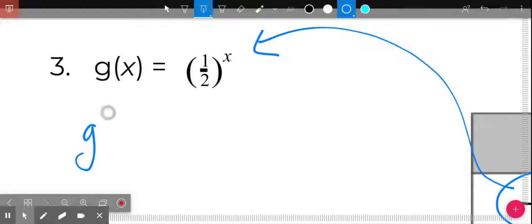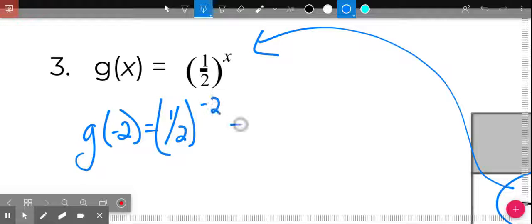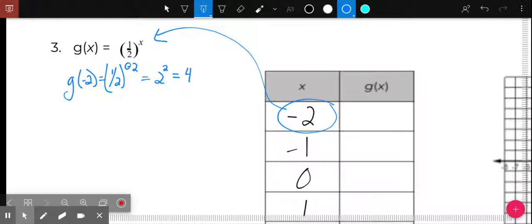So we're going to have g of -2 equals 1/2 to the -2. So what happens when it's negative is that means it flips. So it becomes 2 squared and the negative goes away, which is 4. So that negative means everything has to switch. So it becomes 2 over 1. And then it just becomes 2 squared, which will give me 4. We will practice that a lot, don't worry.